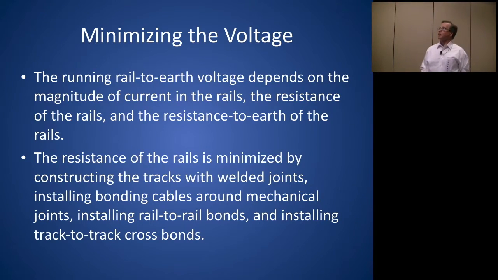Okay, so how do we minimize voltage? We want to make the resistance to that return rail, or that return system, as low as we can. You know, current times resistance equals voltage. We got to have the amount of current to run the train, so we got to minimize the resistance of that return circuit so we can manage our voltage in that return circuit.